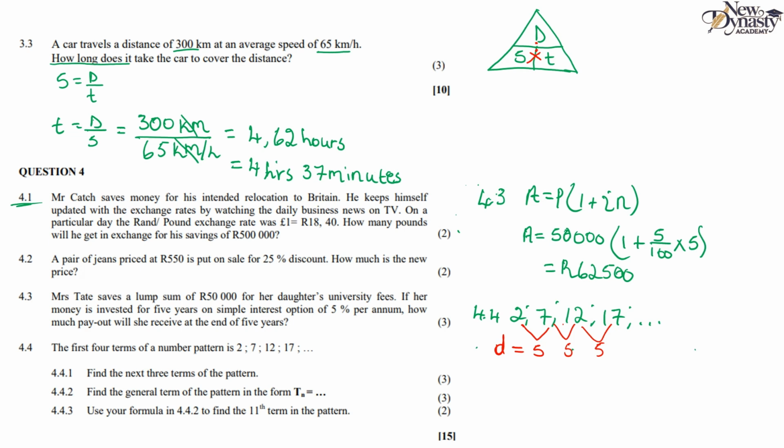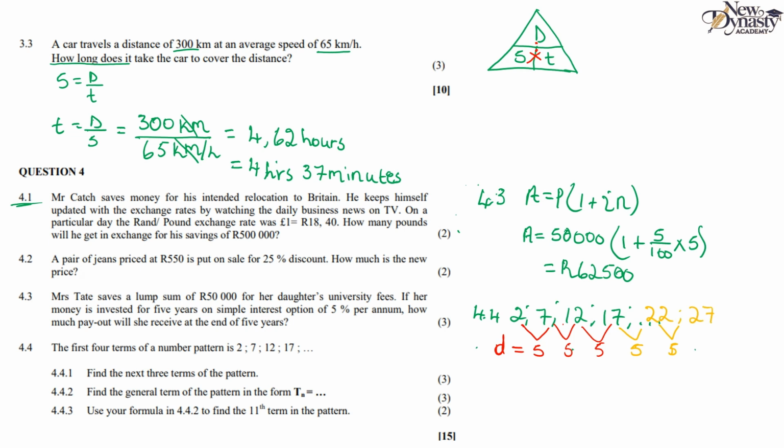Now what you do here, you can see that for every term that follows, 5 is added. So we've got 2 plus 5 gives us 7. We've got 7 plus 5 gives us 12. We've got 12 plus 5 gives us 17. So it means we must also add 5 here to get to the next term. So we're going to have 17 plus 5, and that is going to give us what? 22. Then we're going to add 5 also to 22. Add 5 all through. Then we're going to get the next term as 27.